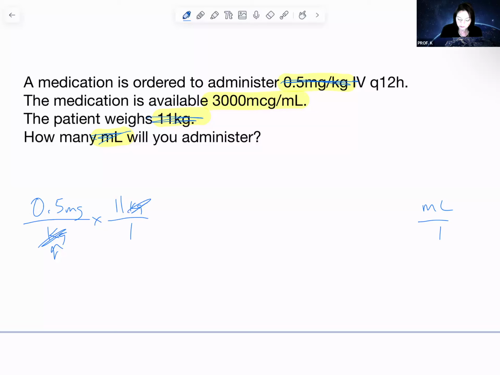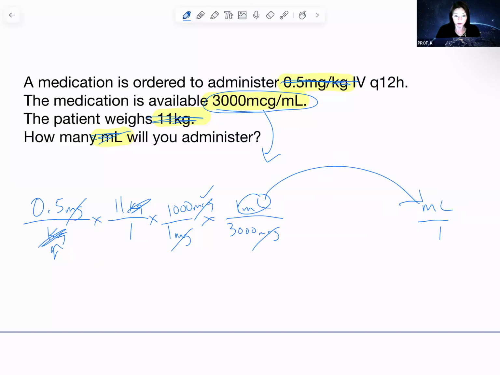Beautiful. Used it. Now this is in micrograms and he ordered milligrams. So what's my conversion? 1 milligram is 1,000 micrograms. Beautiful. Cross it off. Now I've got to get rid of my micrograms. I'm going to use what's in my problem: 3,000 micrograms per 1 ml. Beautiful, and it leaves me exactly with milliliters. That's all I need. Everything else is crossed off. I'm ready to rock and roll. Let's do the math. 0.5 times 11 times 1,000 is 5,500, and 1 times 3,000 is 3,000. When I divide 5,500 by 3,000, I get 1.83333, and it keeps going.